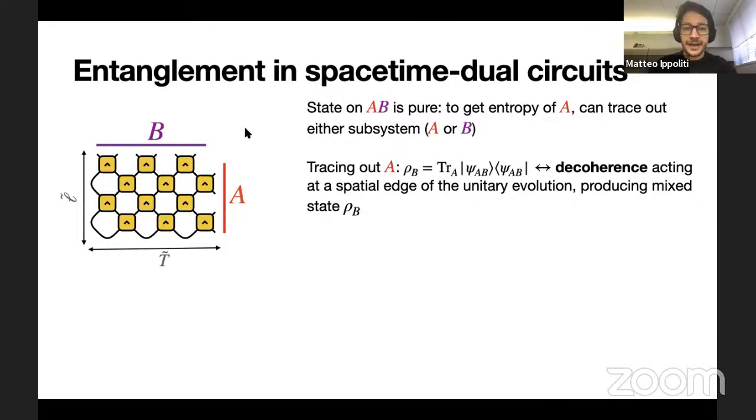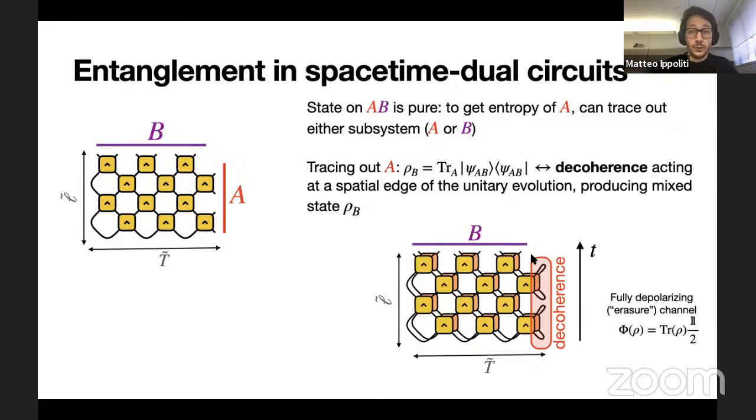So again, we're trying to calculate the entropy of A, and we can do so by tracing out either subsystem, A or B. It's convenient to trace out A in particular. So you have this wave function on AB. As always, you form the reduced density matrix on B by taking a bra and a ket and tracing them out on a subsystem, which diagrammatically looks like this. The ket would be the top layer, which is yellow gates, and the associated bra would be the bottom layer, which are the shaded ones on the back. And then you're tracing them out by matching the legs that are sticking out on subsystem A.